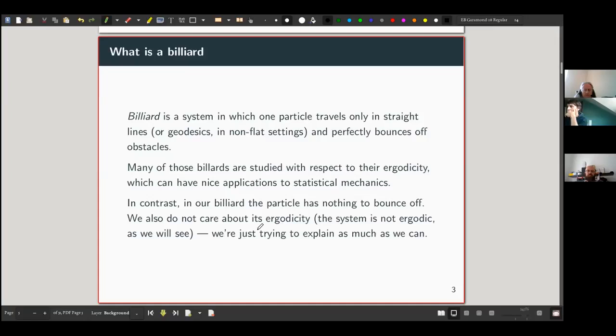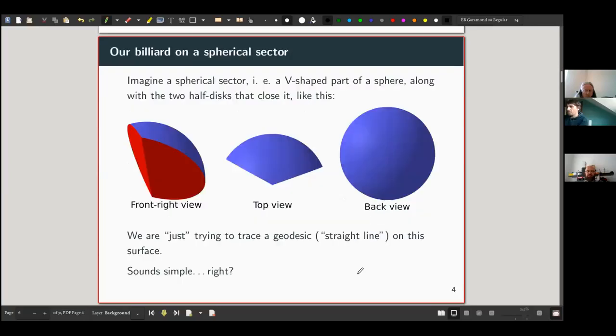In fact, we are not really caring about the ergodicity of our system. As we will see, it is not ergodic at all. And we are just trying to explain whatever we can. We also don't have any kind of obstacles in there. We just have some peculiarly shaped thing on which the particle circles around. So here is the surface on which the particle is running around, and it's just a spherical sector.